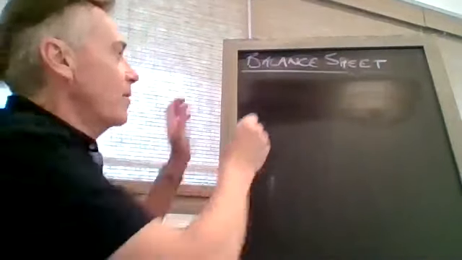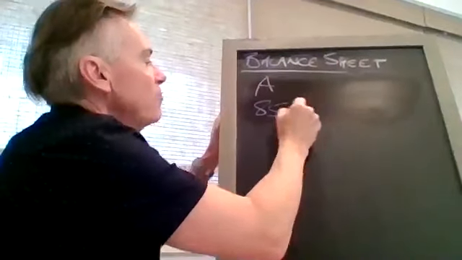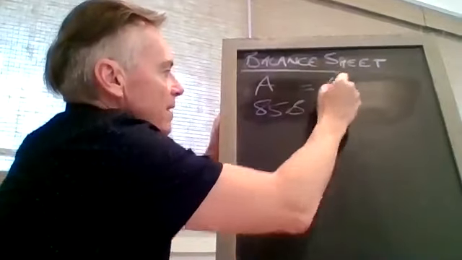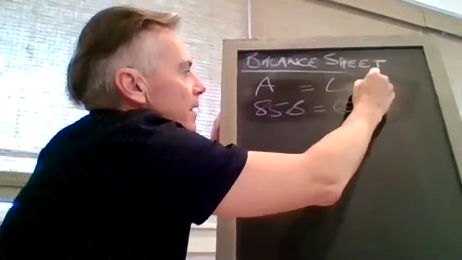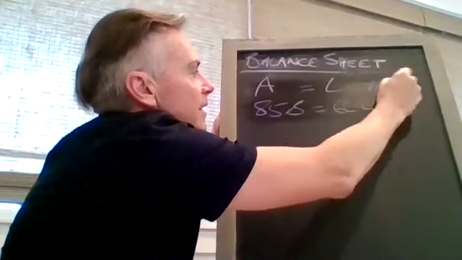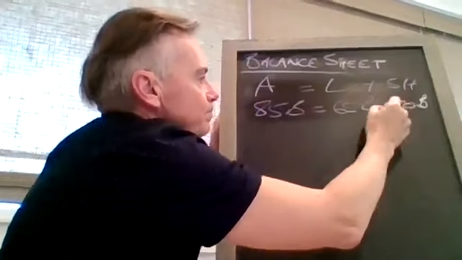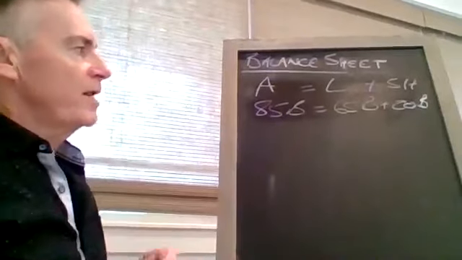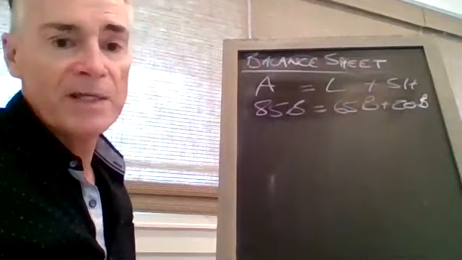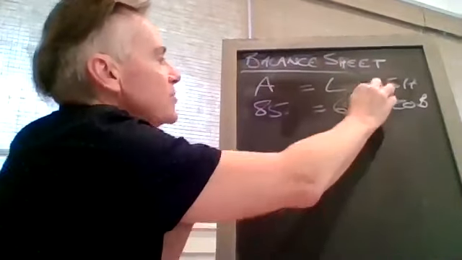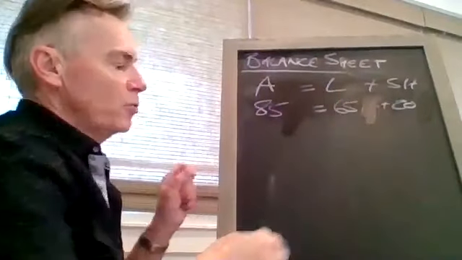So let's take a look at Oxy. Oxy has assets of about 85 billion. It has liabilities of approximately 65 billion, and that has to equal the shareholder or owner's equity, which is about 20 billion. All right, so 85 equals 65 plus 20. I hope you can read my handwriting. Maybe my 5s look like 8s, and then the value seems higher than what it is. 85 equals 65 plus 20.